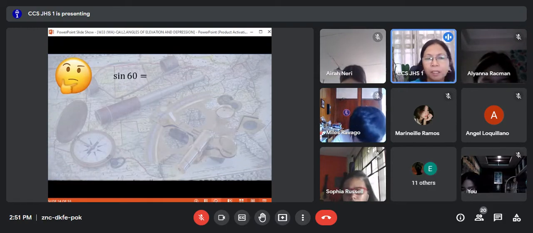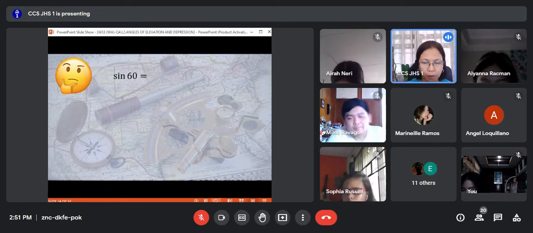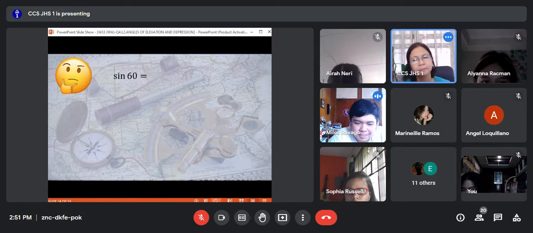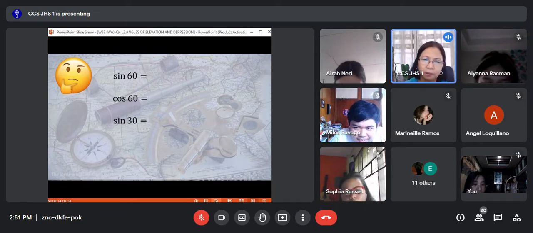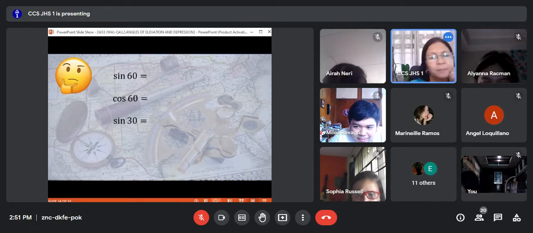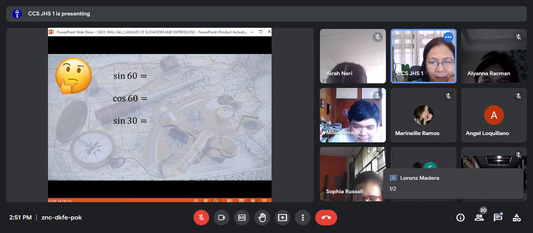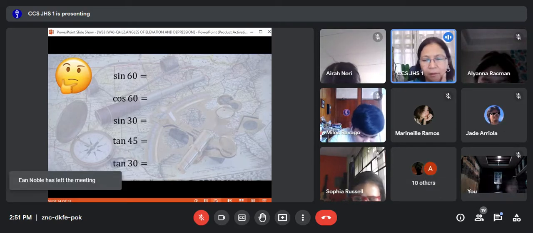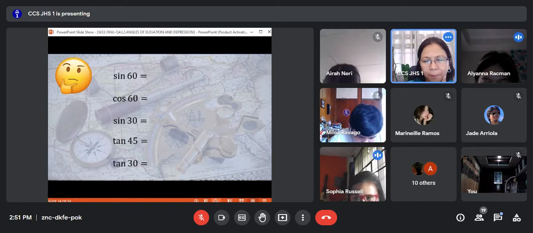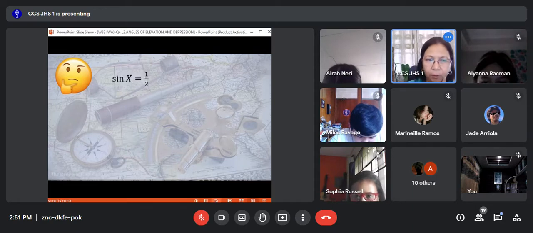Let's recall first our lesson last week. What is sine 60, class? Square root of 3 over 2. Okay. How about cosine 60? 1/2. What is sine 30? Oh, I only have one student here. What is sine 30? 1/2. Tangent 45. 1. Tangent 30. Square root of 3 over 3. Okay, very good.